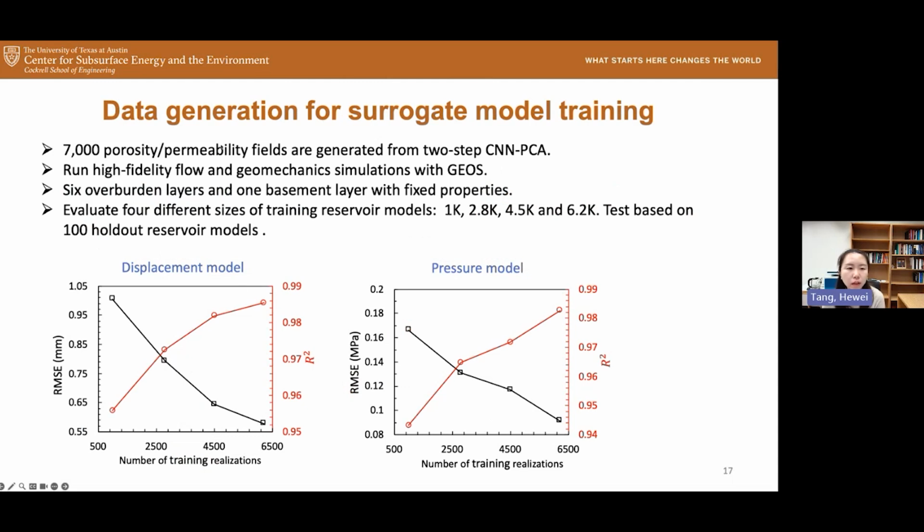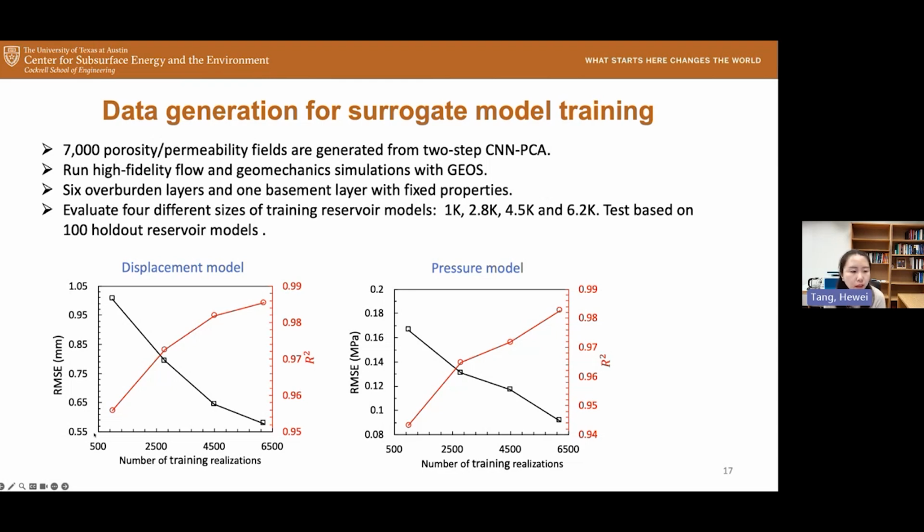Here is our data generation for surrogate model training. We generated 7,000 porosity permeability fields from the two-step CNN PCA methods that we have introduced. And then we run high-fidelity flow and geomechanics simulation with GEOS. There are 6 overburden layers and 1 basement layer being considered with fixed porosity properties. And then we evaluate different sizes of training reservoir models of 1K, 3K, 4.5K, and 6K.